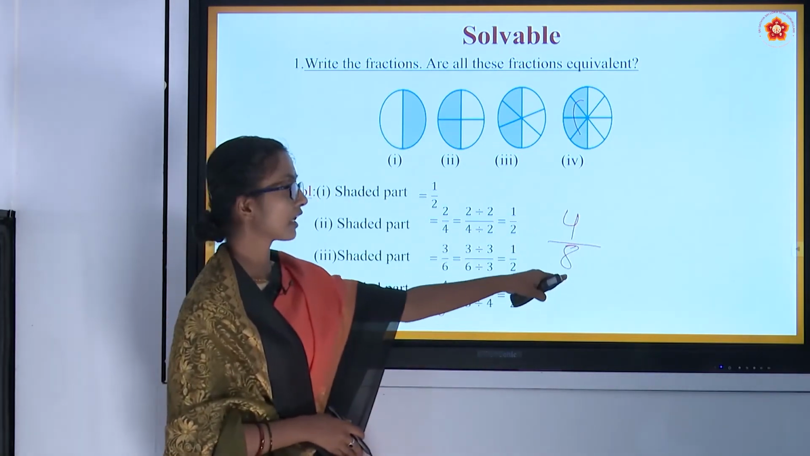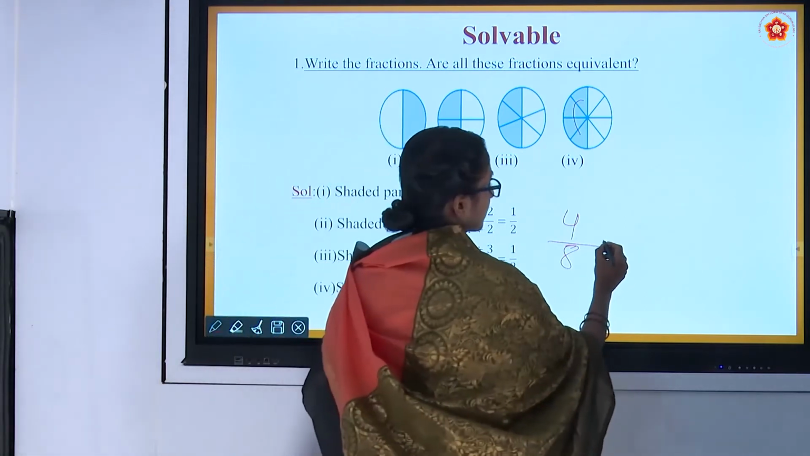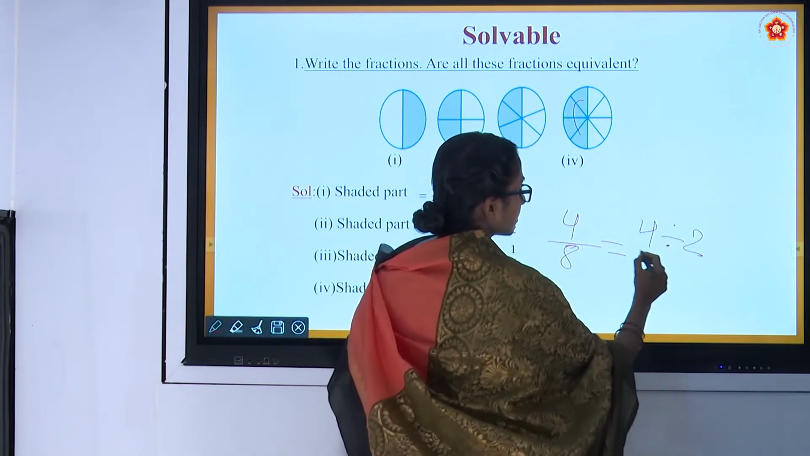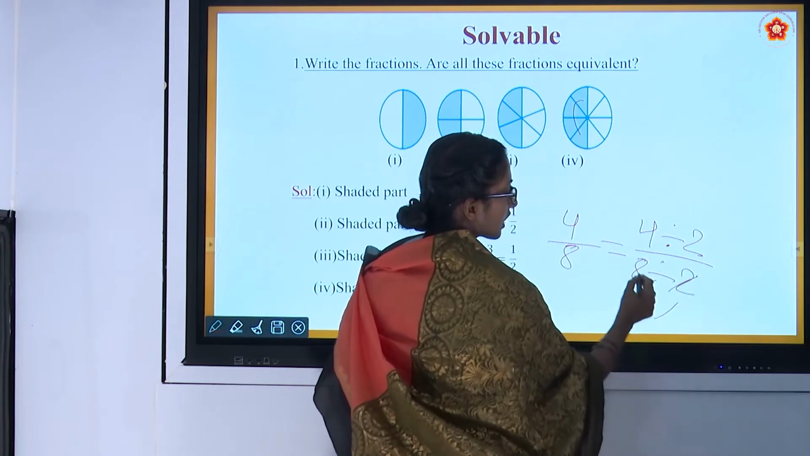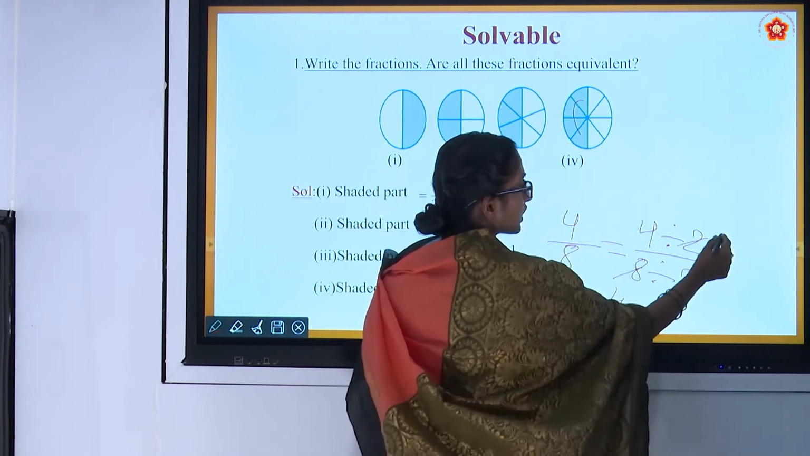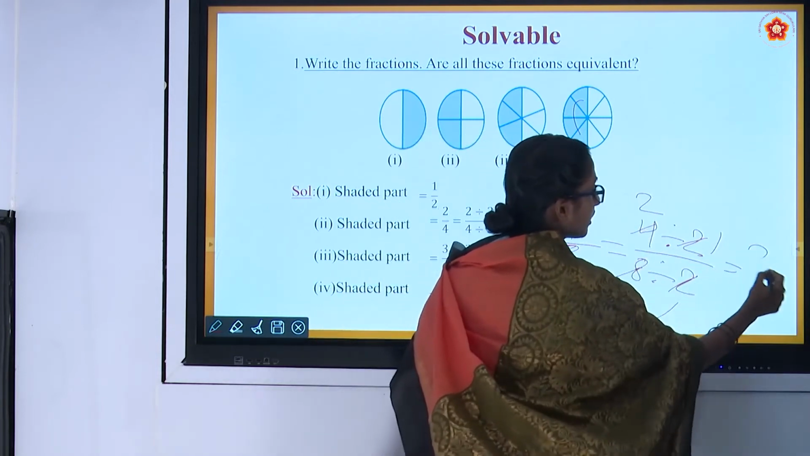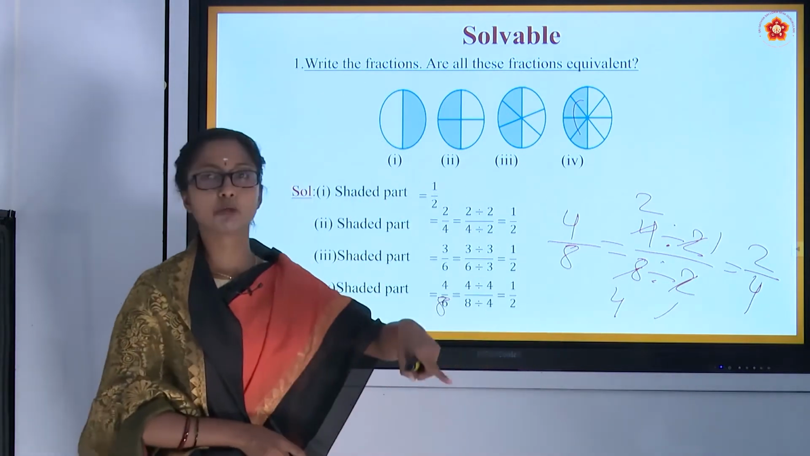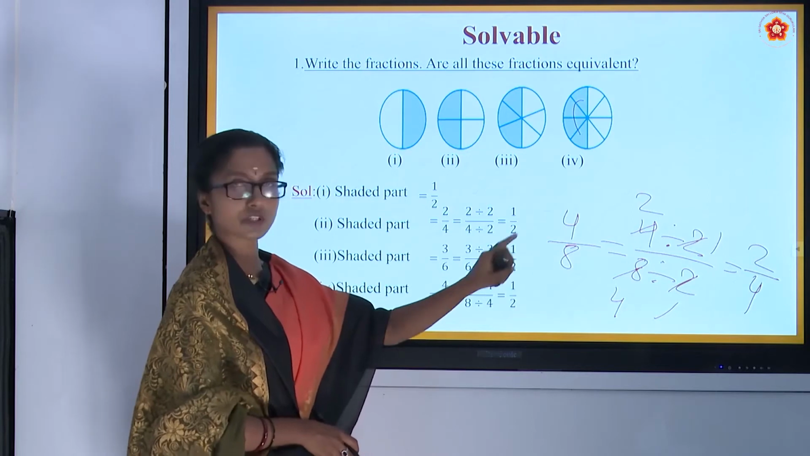In the 4 table, even in the 2 table it will come. Say 4 divided by 2, if we do this, 8 divided by 2. 2 ones are 2, 2 fours are 8. What did you get? 2 by 4. Again 2 by 4 will come in the same table, that is 2. 2 ones are 2 and 2 twos are 4.